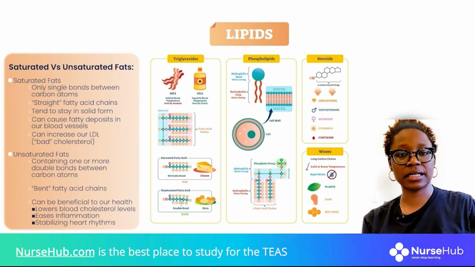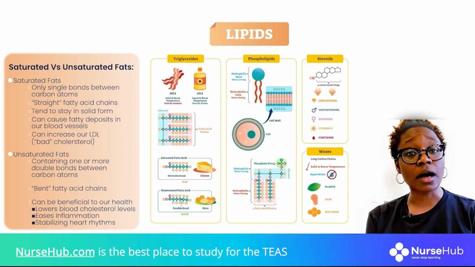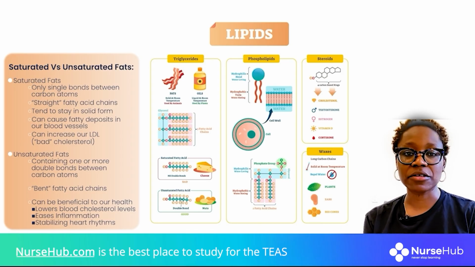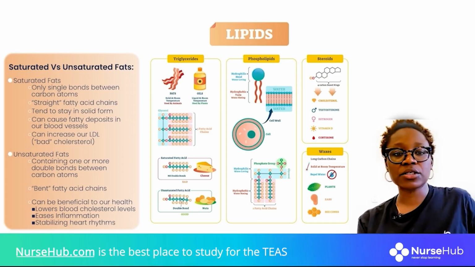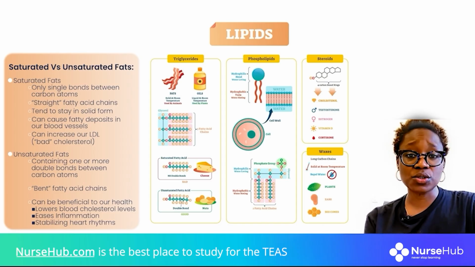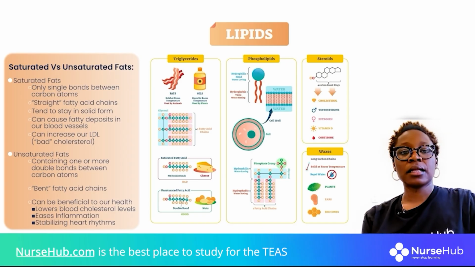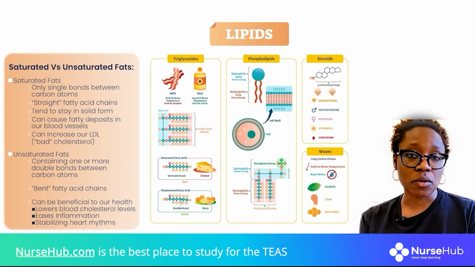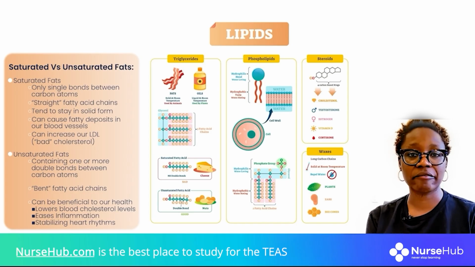Unsaturated fats, on the other hand, can be more beneficial to your health in a number of ways, including lowering your cholesterol levels, easing inflammation, and stabilizing heart rhythms. The bent structure of their fatty acid chains due to the double bonds is the main reason they're better for us than saturated fats. Lipids play an integral role in energy storage, insulation, cushioning, and the structure and function of cell membranes.